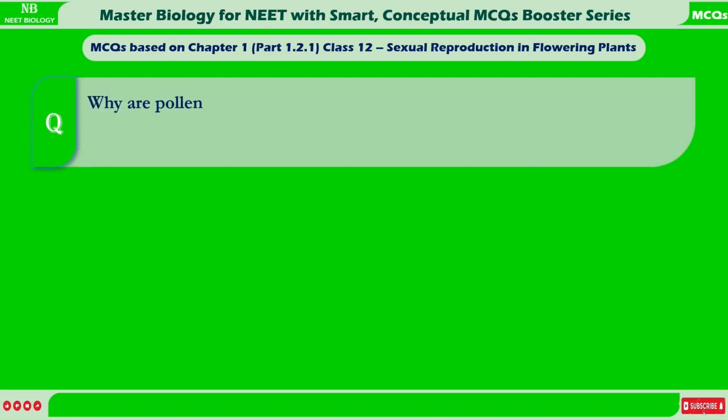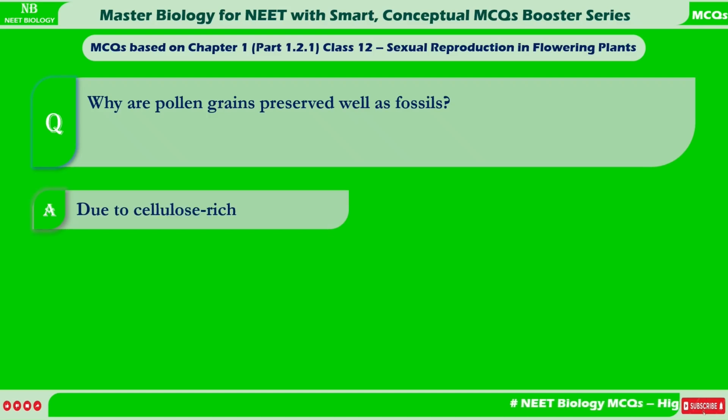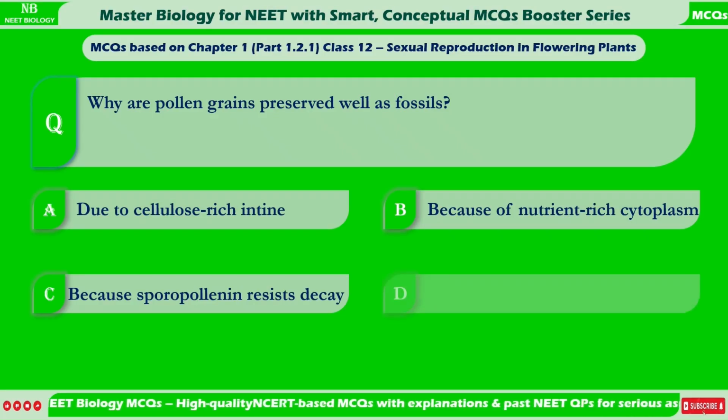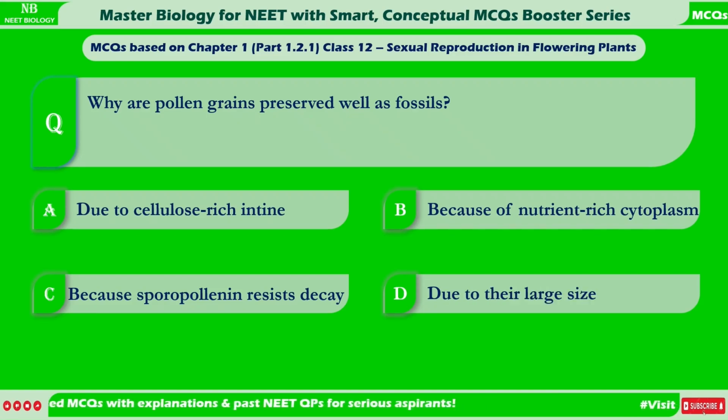Why are pollen grains preserved well as fossils? A. Due to cellulose-rich intine. B. Because of nutrient-rich cytoplasm. C. Because sporopollenin resists decay. D. Due to their large size.